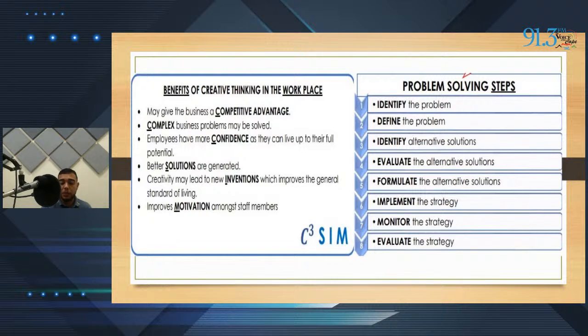So, the way problem solving steps occur, or the way we should use them, is, firstly, you can have an abbreviation or you can use the term IDIEFIME, which I would normally say is EDFIME or IDFIME. It is identify the problem, then define the problem, identify alternative solutions, evaluate the alternative solutions. So make sure that these solutions are the proper solutions before we go on to the next step, which is formulate the alternative solutions. Then we would now implement the strategy. After implementing it, we would monitor whether it works or not. And then lastly, we would evaluate the strategy, whether we're going to go with the strategy or we're going to change it and test out a new strategy in order for our problems to be solved.